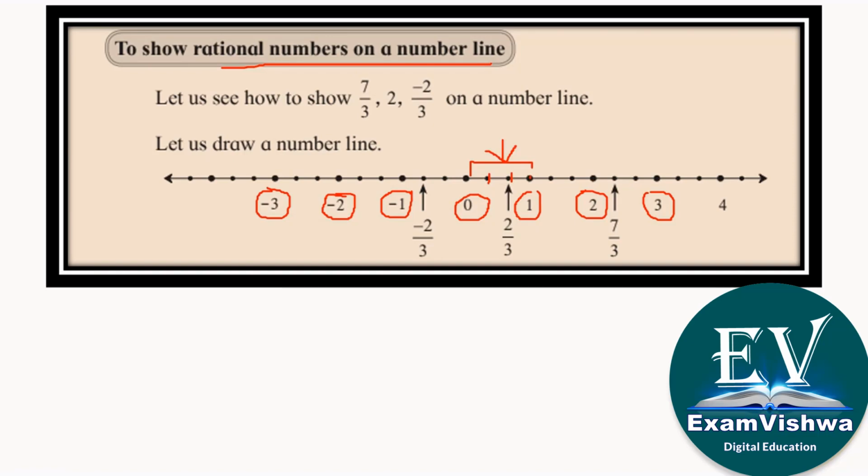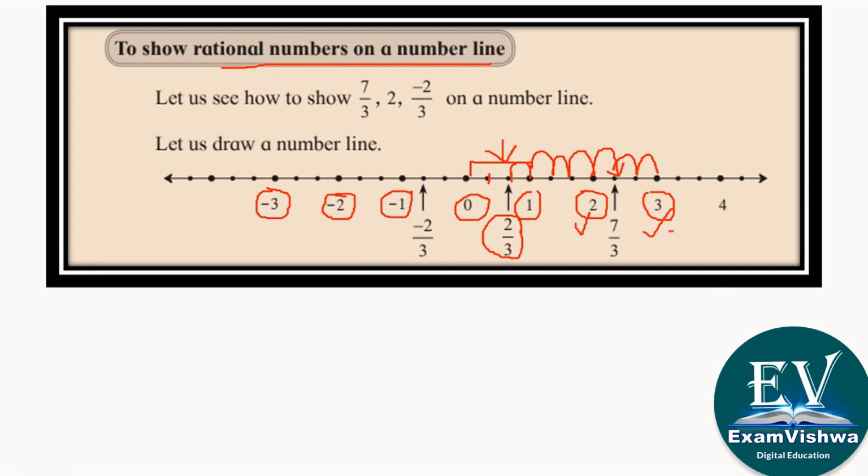If this is 2 upon 3, this one is 3 upon 3, which is 1, 4 upon 3, 5 upon 3, 6 upon 3, so here it is 2, 7 upon 3, correct? This way it goes. 8 upon 3, 9 upon 3, so 9 upon 3 is equal to 3. This way the number line is constructed. This way rational numbers are represented here. It doesn't mean that 4 is not a rational number. 4 is a rational number. 3 is a rational number because it is 9 upon 3 in this case.